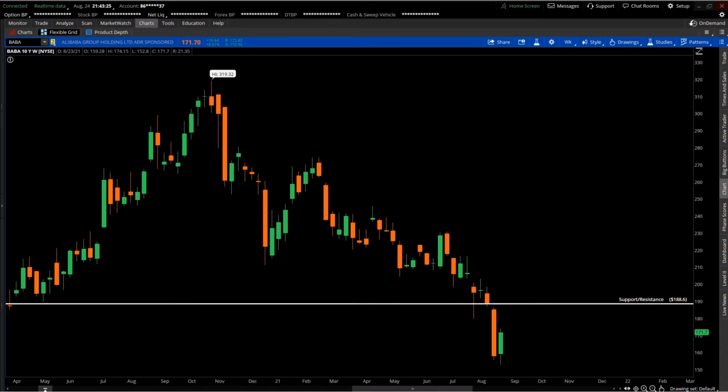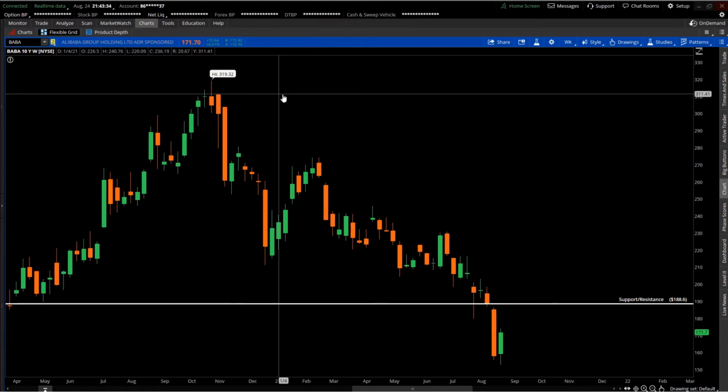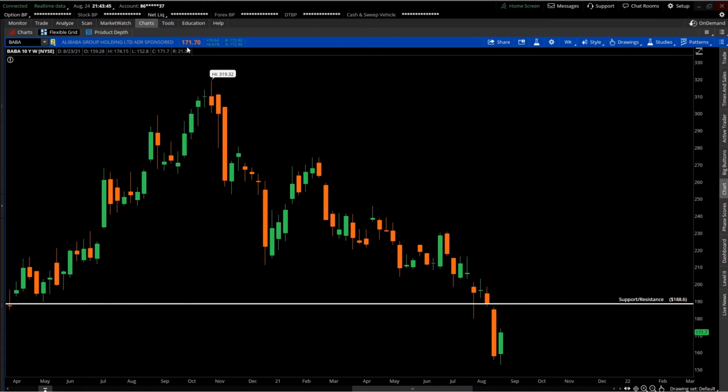Today is August 24th, and it's currently 9:43 p.m. Eastern Time. And this is the trading platform Thinkorswim, and I'm looking at the weekly chart for Alibaba, ticker symbol BABA. As of today's close, the price was at $171.70. And overall, it was up $10.64, or up 6%.